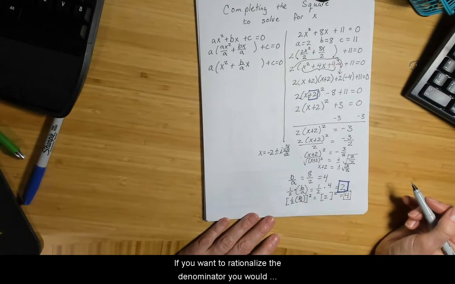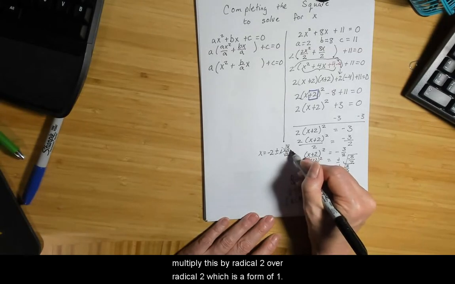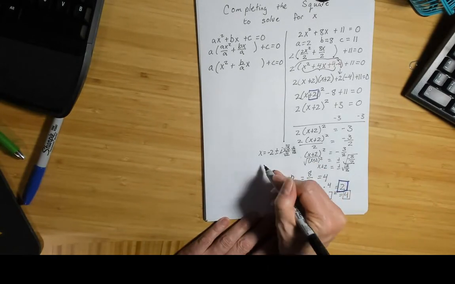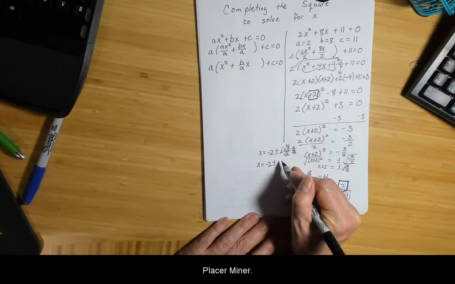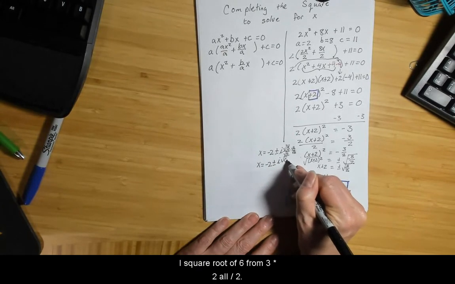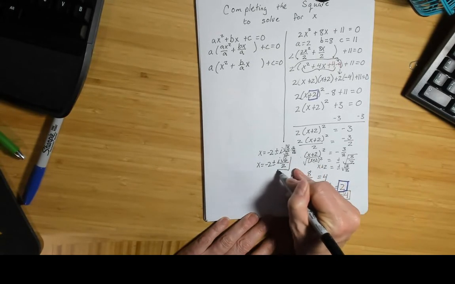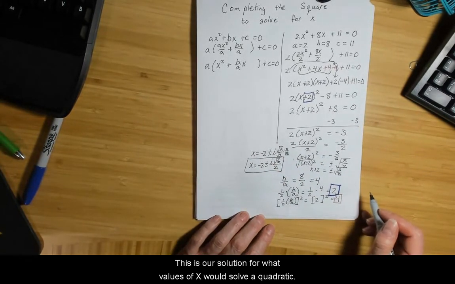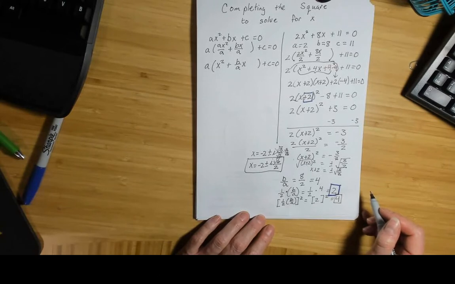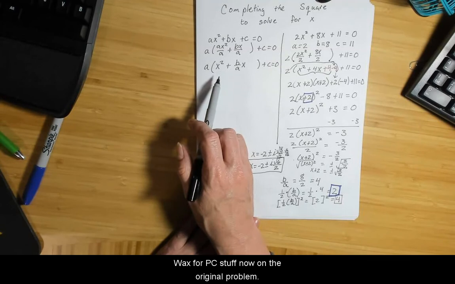If you want to rationalize the denominator, you would multiply this by radical 2 over radical 2, which is a form of 1. This would leave us x equals negative 2 plus or minus i square root of 6, from 3 times 2, all divided by 2. This is our solution for what values of x would solve that quadratic equation. Let's repeat these steps now on the original problem.